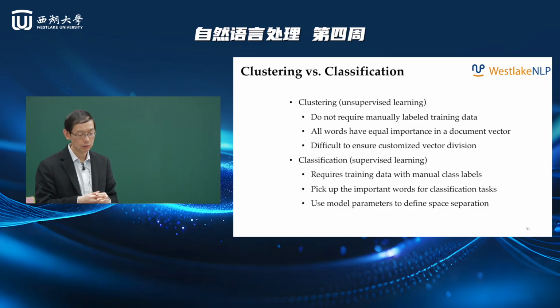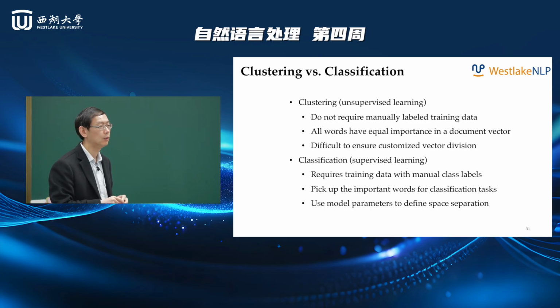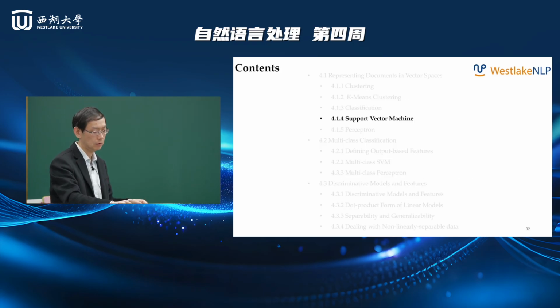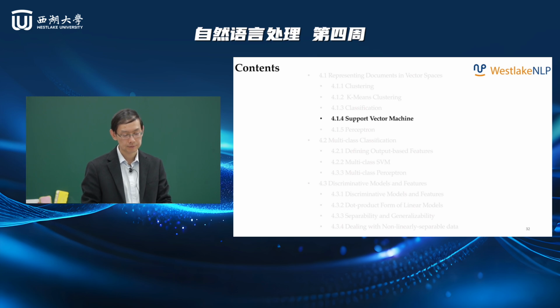Why don't we review two algorithms that use parameters to cut vector spaces? Let's look at the first one, support vector machine.